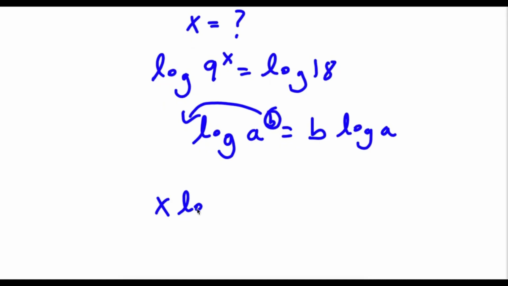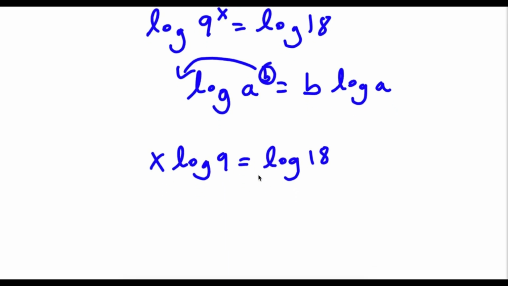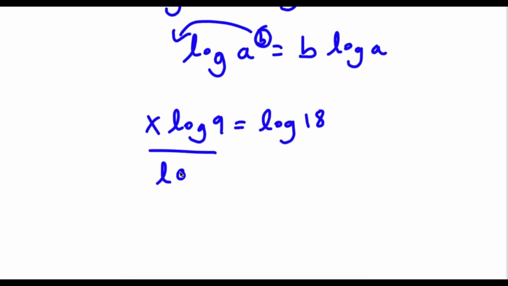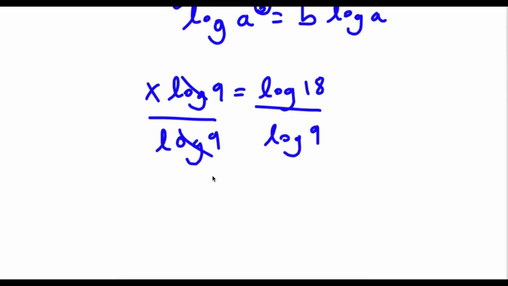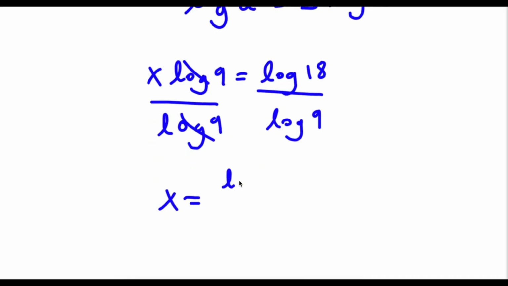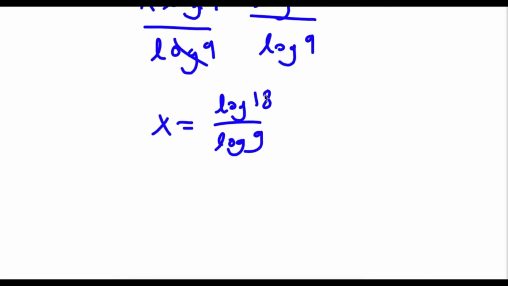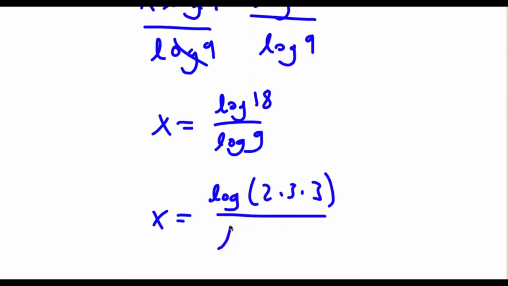So now I have x times log 9 is equal to log 18. And now I'm going to divide both sides by log 9. So then these two cancel out, and I'm left with x equals log 18 over log 9. Now log 18, this is the same thing as log 2 times 3 times 3. Log 9, this is the same thing as log 3 times 3.